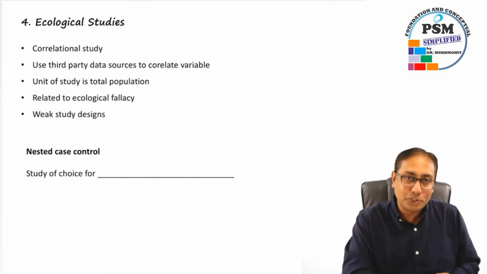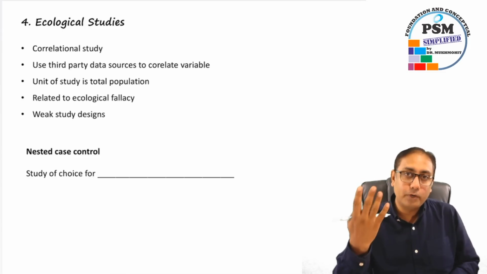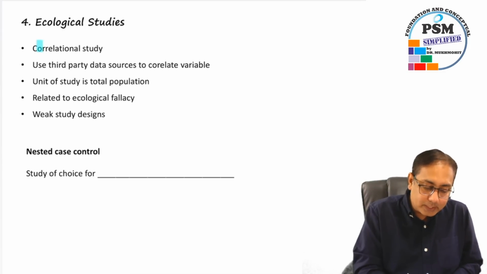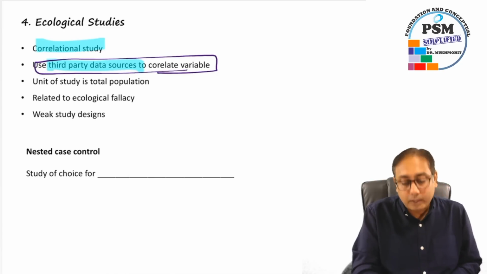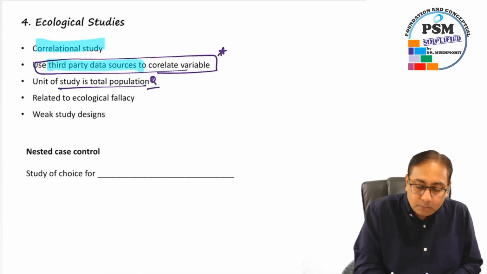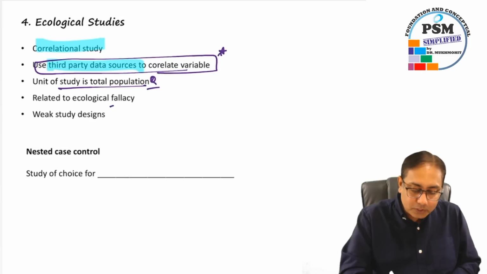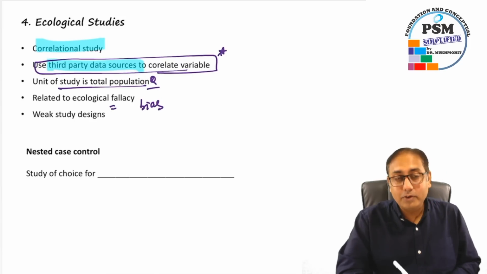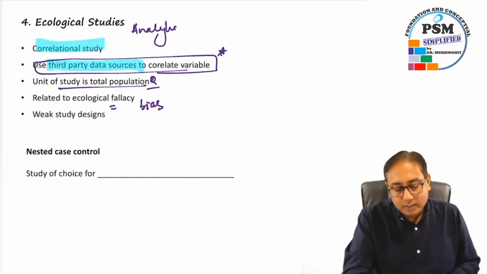Topic number 4. What are ecological studies? Ecological studies are a type of analytical study, and they are a weaker study design compared to case control or cohort studies. For ecological studies, there are 4 points for you to learn. They are correlational studies and they use third party data to correlate variables. I would like you to remember this point. The unit of study is a total population. This has been asked millions of times. It is a very favorite MCQ, and it is related to ecological fallacy. That is the bias that you see in ecological studies, and it is a weaker type of study design. It is a type of analytical study.